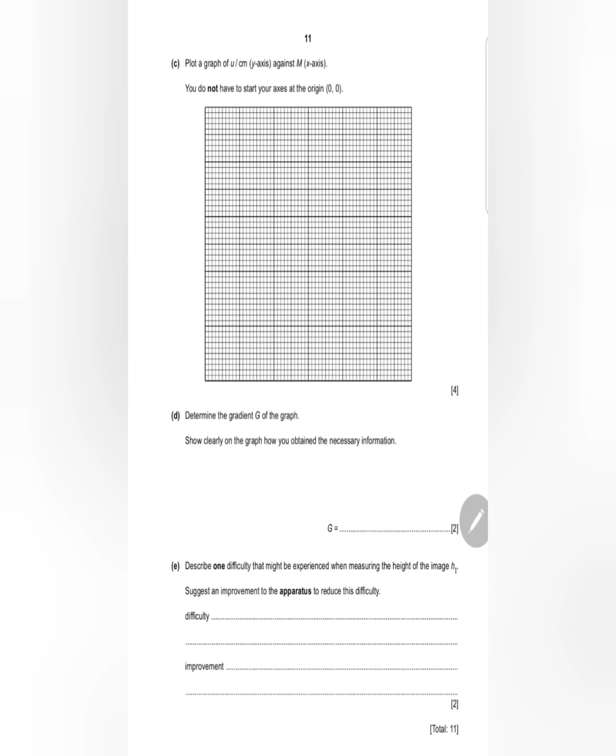Okay, so we've shown on our graph how we managed to get the value of g. So it was 10 over 0.6, which gave us 16.7. So that would be 17 to 2 significant figures. So that's the value of our gradient.